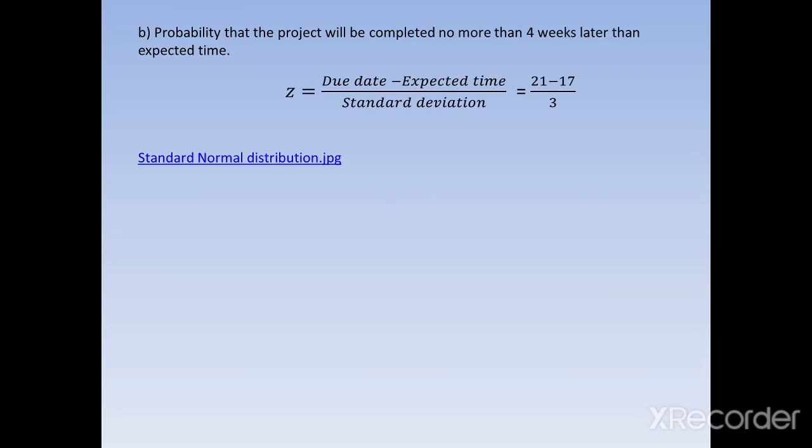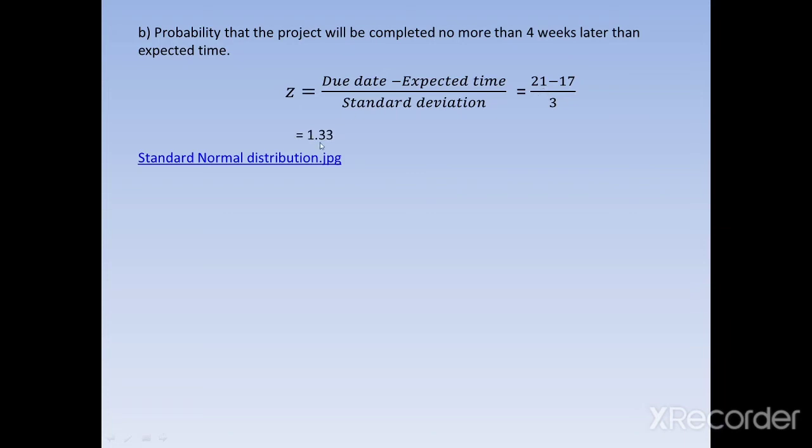So the probability that the project will get completed no more than 4 weeks later than the expected time means the expected time of the project completion, that is 17 plus 4, that is 21. So the due date here we consider as 21. Due date 21 minus expected time 17, divided by 3. So how does it come to 21? That is 17 plus 4. That's why it is 21, because we calculate the project will be completed no more than 4 weeks later. So by calculating this, you will find the value as 1.33.